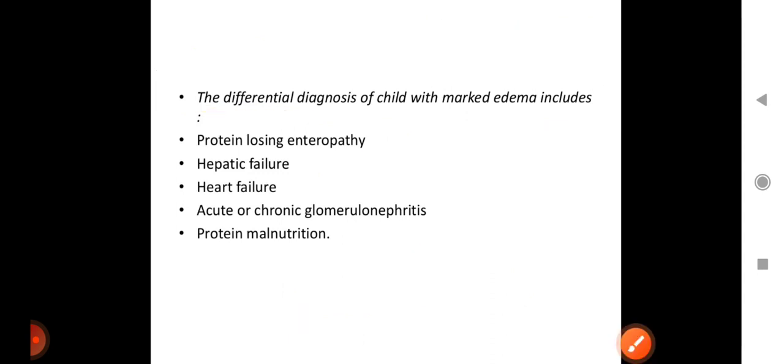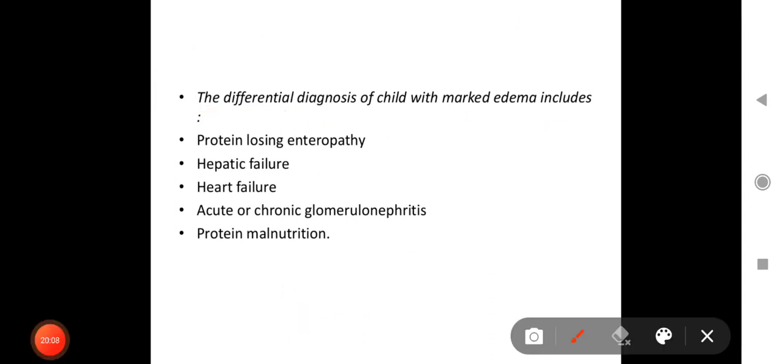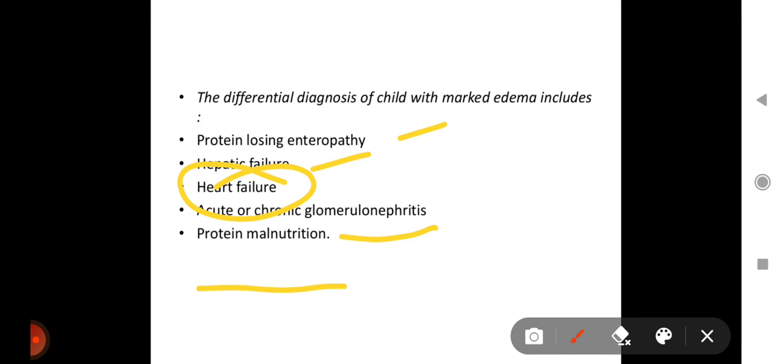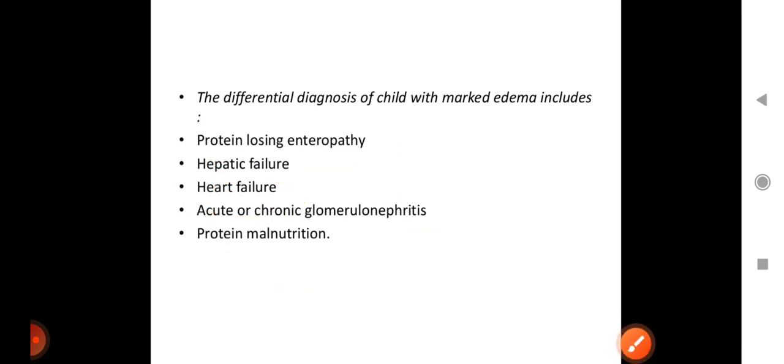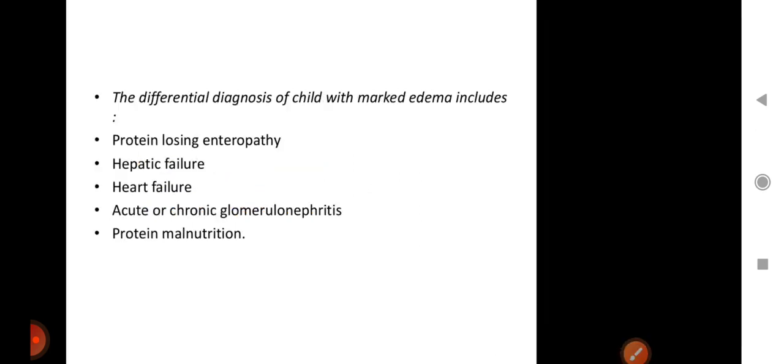Okay, and protein losing enteropathies. Protein has been lost; there is a defect in protein absorption. Any cause of hepatic failure, chronic or acute, may lead to marked edema. Heart failure, you already know very well, leads to edema. Chronic glomerulonephritis may lead to edema, and protein malnutrition. So these are the 5 important DD of a child presenting with marked edema.